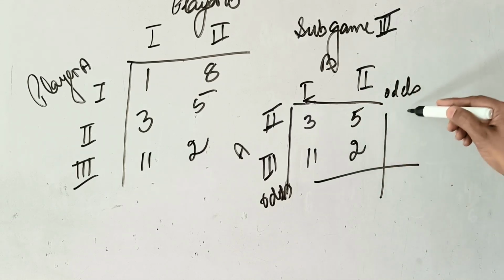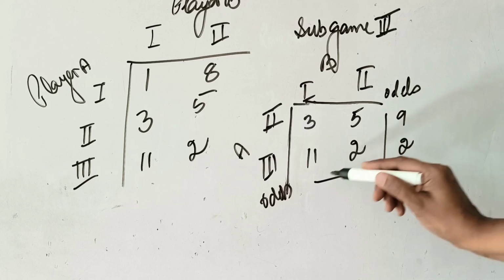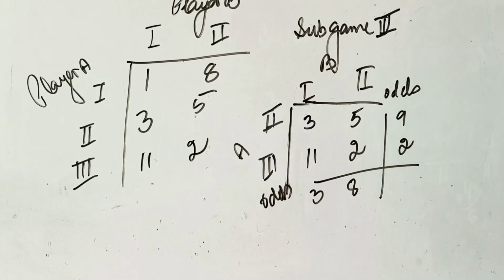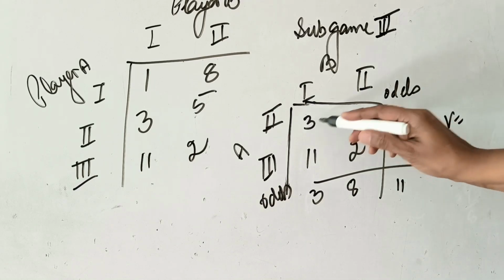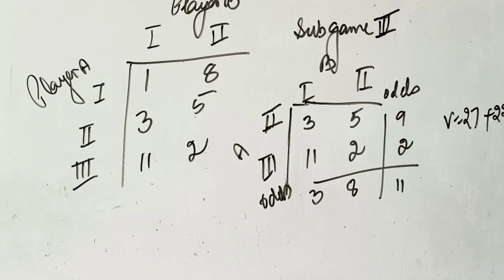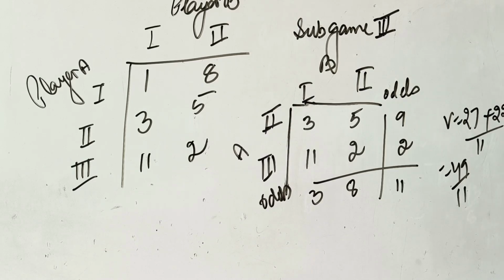So it comes out to be 9. It is 2, 3 and 8. So total comes out to be 11. So from here value of game 27 plus 22 divided by 11. So it is 49 by 11. So this is the answer of third subgame that we got, 49 by 11.